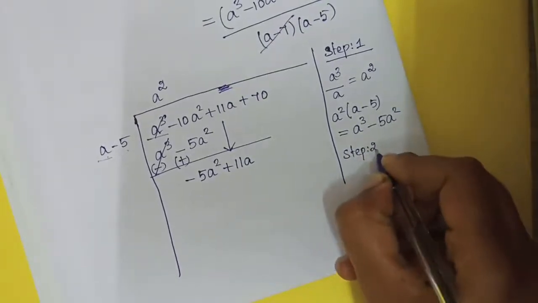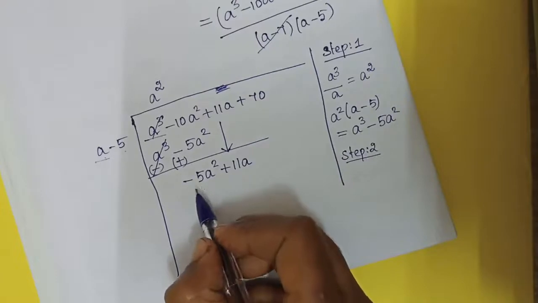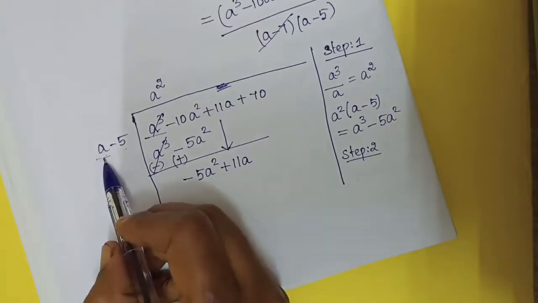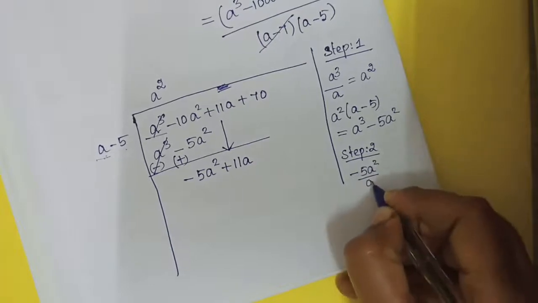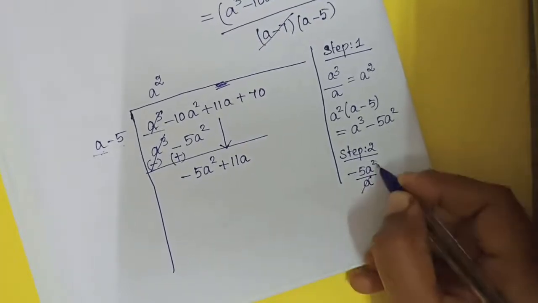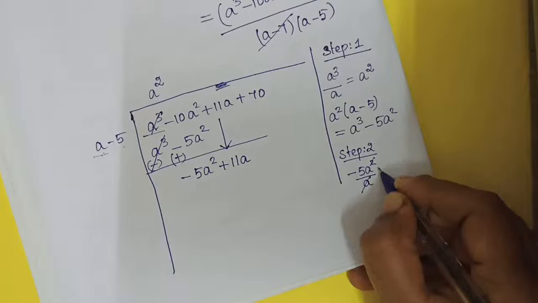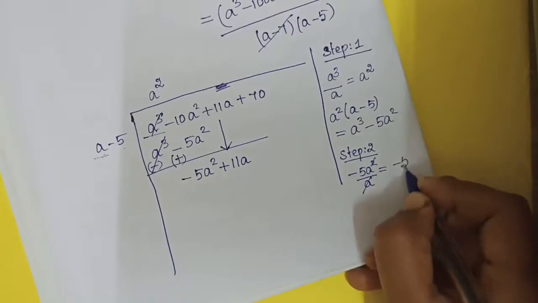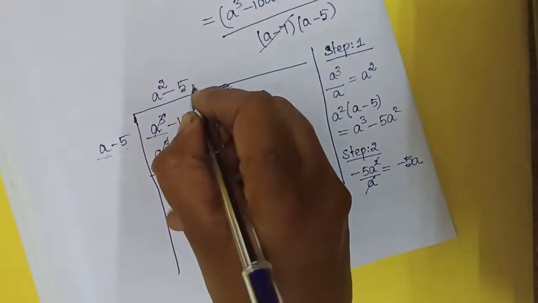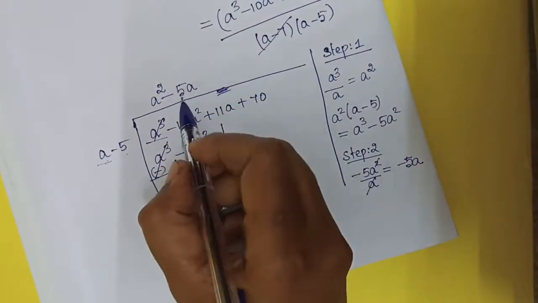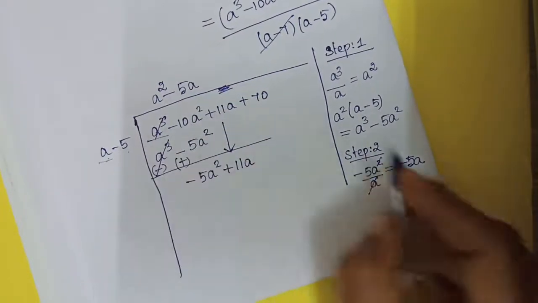Step 2. This first term divided by again this first term. So minus 5a square divided by a. And here 1a and here also 1a will cancel. What is the answer? Minus 5a. So minus 5a. And this number into the divisor.